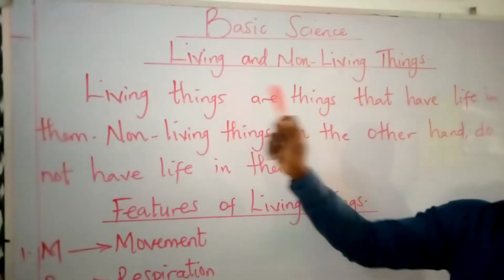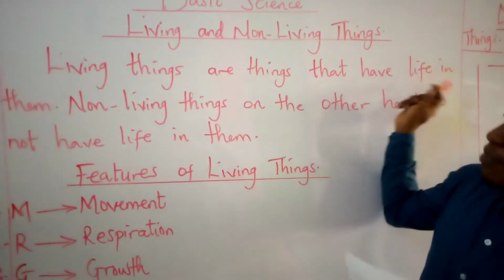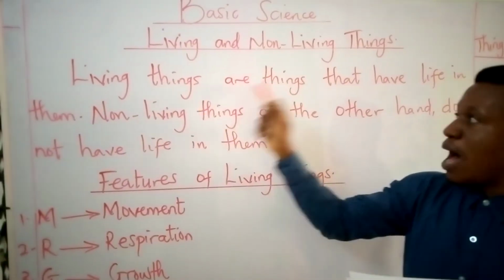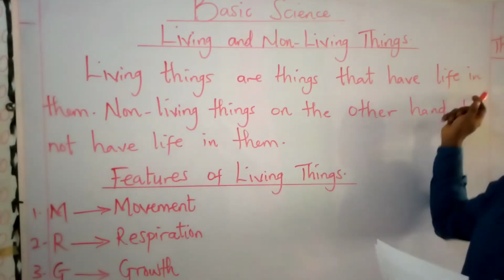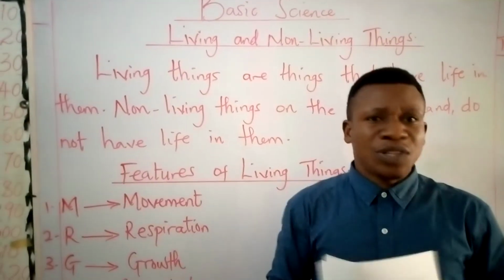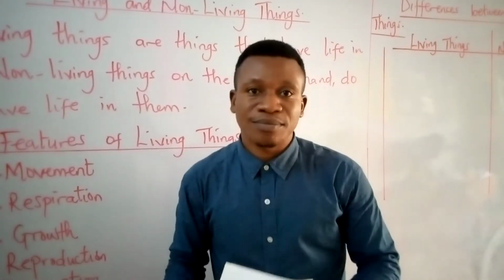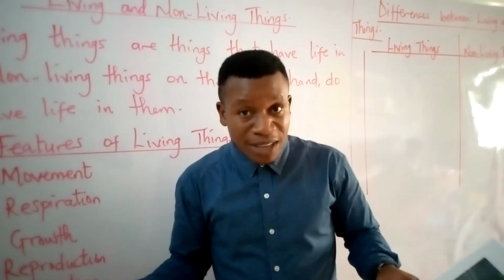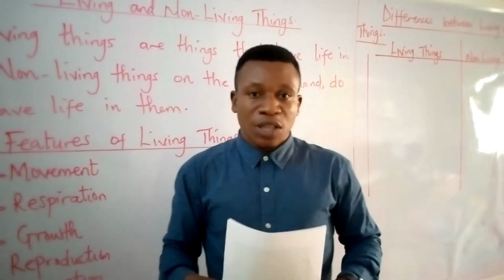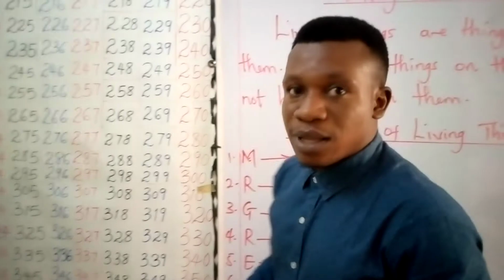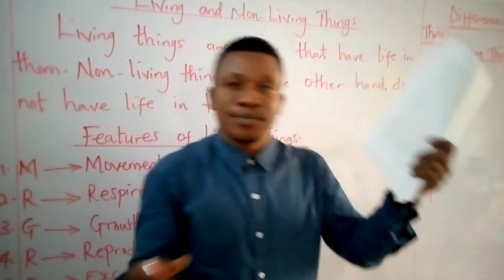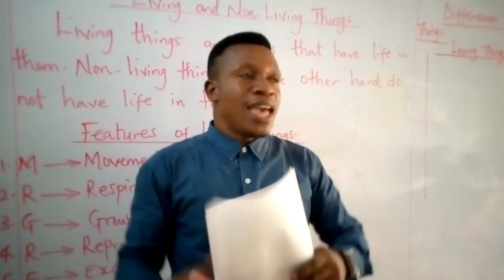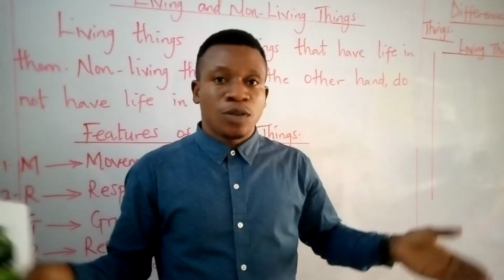Living things are things that have life in them. How do you tell if something is living? How do you know if someone or a thing is living? The thing can walk. The thing can bend. The thing can feed. The thing can fly. And so on and so forth.